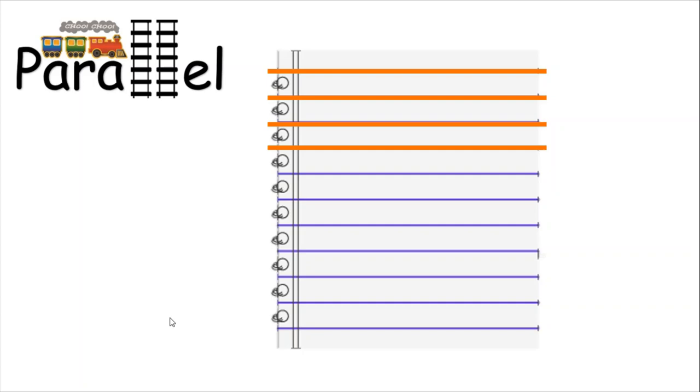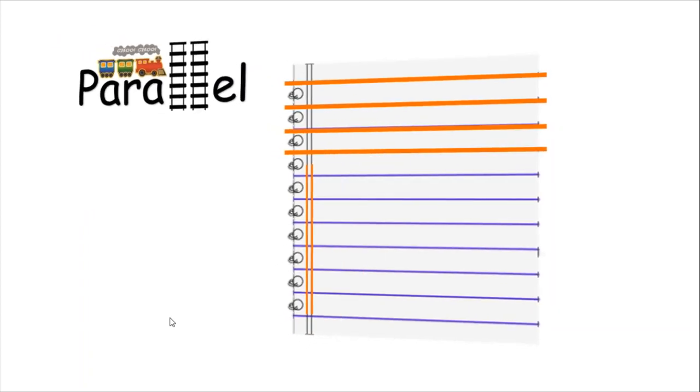And you might have found, if you've ever drawn your own lines to write on, that they've sometimes ended up going a bit downhill or uphill, because it's quite hard to get it perfectly right. Now, can you see another pair of parallel lines on that picture? Yeah, the ones going up the page vertically as well. So vertical is going up, horizontal goes across.